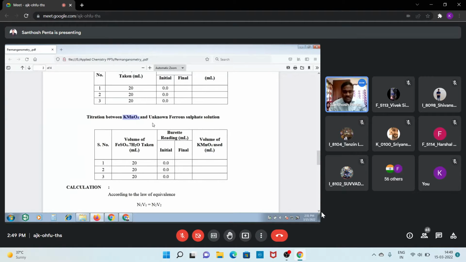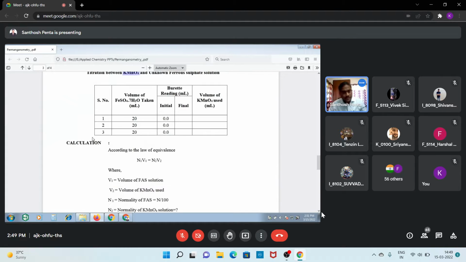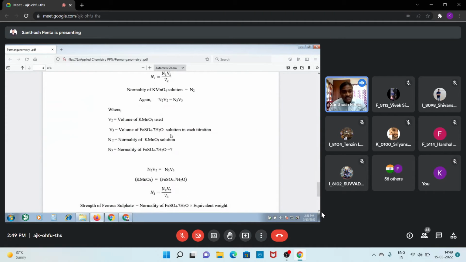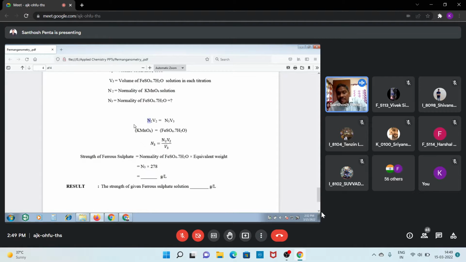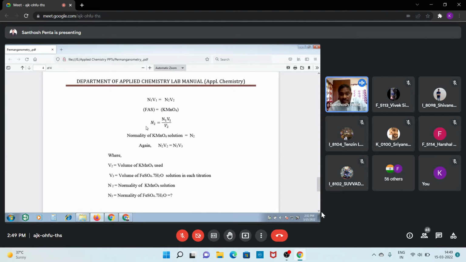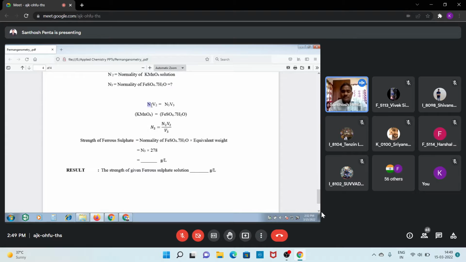Now, the second titration is potassium permanganate against ferrous sulfate solution. You do the titration. Then in the second observation table, again use the N2V2 = N3V3 calculation. N2V2 is for potassium permanganate and N3V3 is for the ferrous sulfate solution, the hydrated ferrous sulfate solution. N2 is the normality of potassium permanganate, the intermediate, which we calculated with the help of ferrous ammonium sulfate. That is the normality we are using.